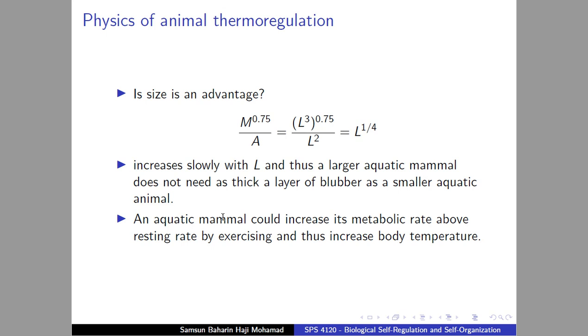Okay, so an aquatic mammal could increase its metabolic rate above resting rate by exercise and thus increase body temperature. Here, meaning for example the whale, if we want to increase the body temperature, just do exercise or do swimming.